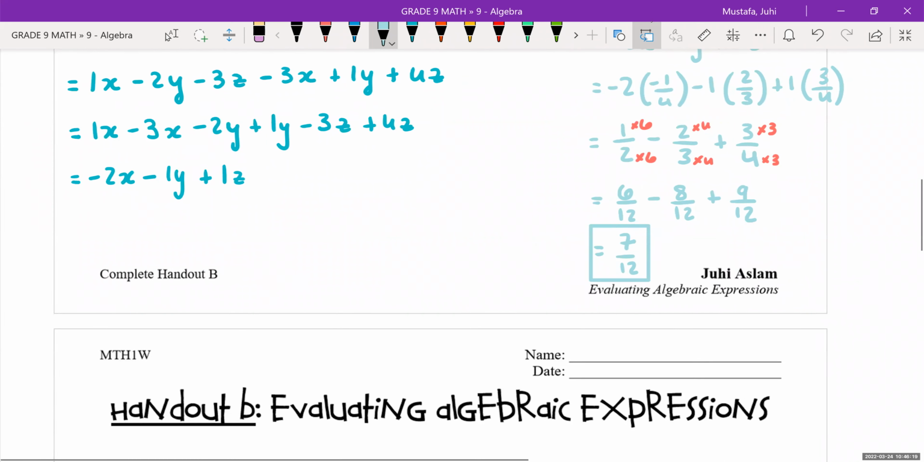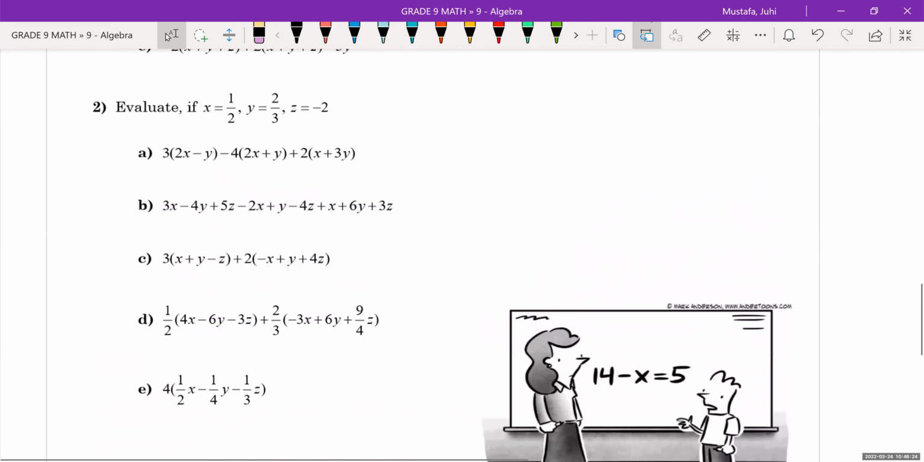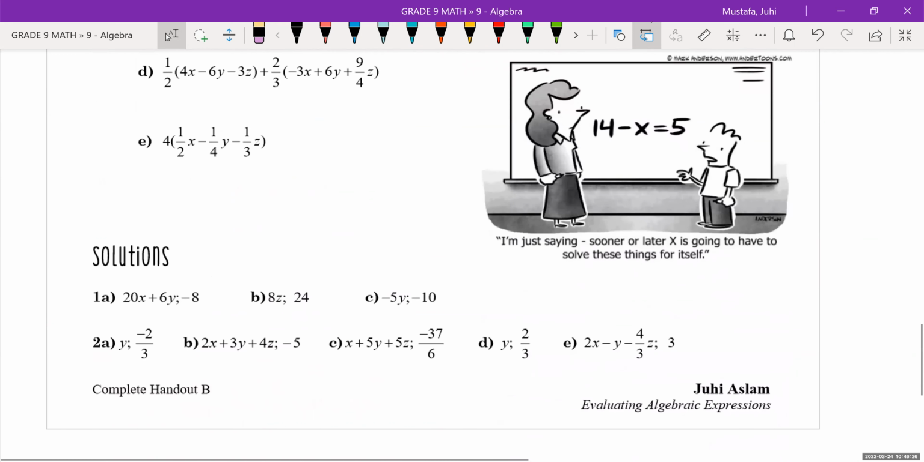Your homework for this section is going to be to complete handout B. There are about 5 to 8 questions with the solutions at the bottom. In fact, you're going to be doing this now for the next 15 minutes because, like I said, it's great practice for the quiz we're going to have. And we'll start our quiz at around 11 o'clock.